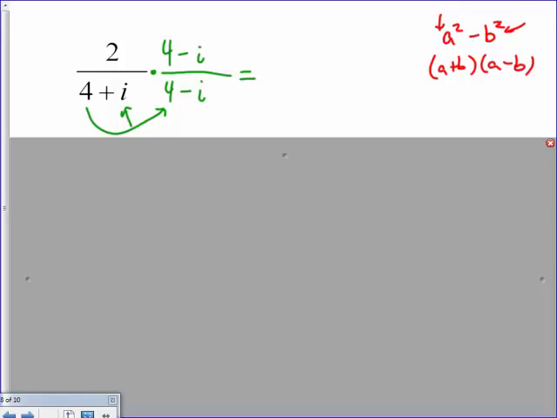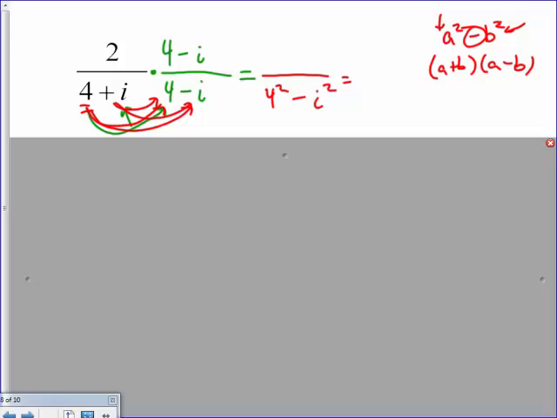So in this case, I'd have 4 squared minus i squared. And it's always a minus sign, right? Because it's a difference of squares. That's the quick way to do it. Otherwise, you have to go through your FOIL. 4 times 4, which is 16. And then you'd have a negative 4i and a positive 4i, which cancel. And then i times negative i, which is negative i squared. So just remember that rule, and you don't have to go through all that work.